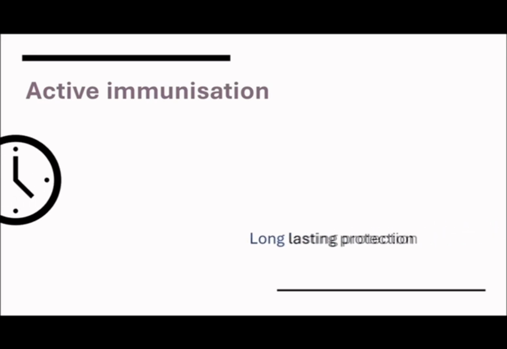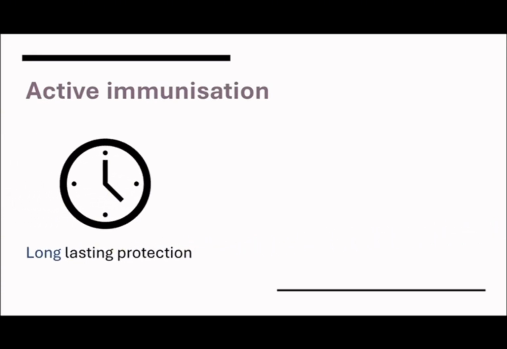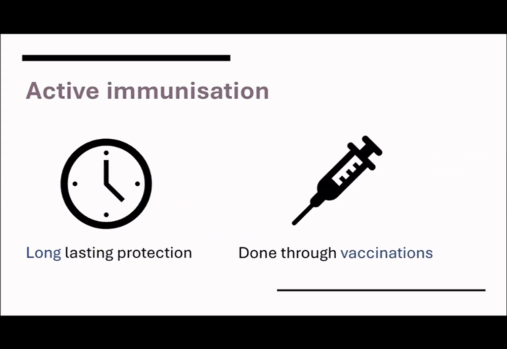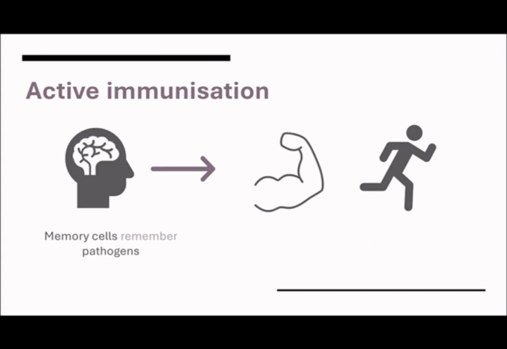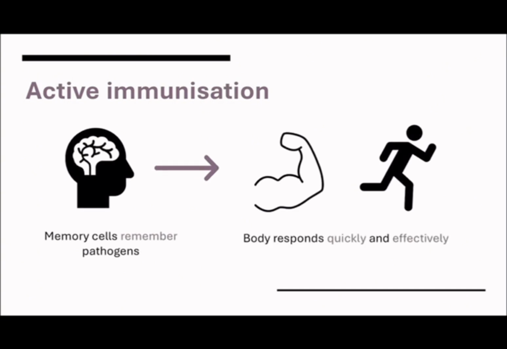Active immunization is a process that helps the body develop long-lasting protection against diseases by stimulating the immune system. This is done through vaccines, which contain tiny, harmless parts of a virus or bacteria, either weakened, killed, or just a piece of it. When introduced into the body, these antigens trigger an immune response, leading to the production of antibodies and memory cells. These memory cells remember the pathogen, allowing the body to respond quickly and effectively if exposed to the real infection in the future.